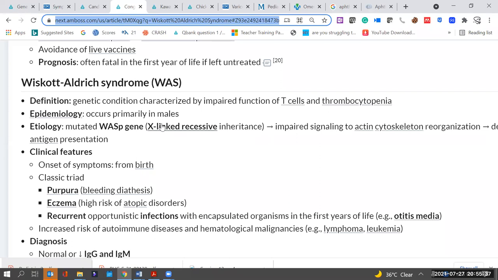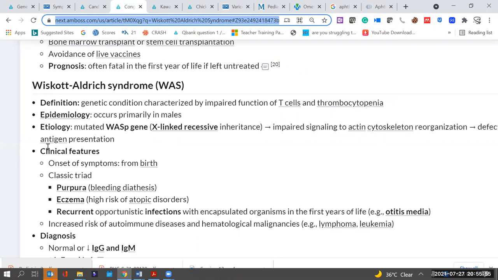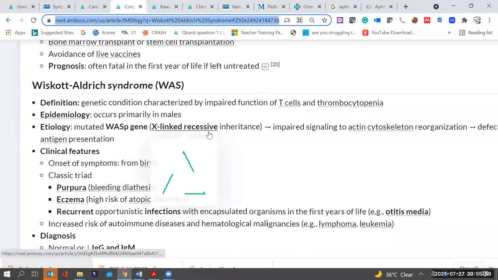Wiskott-Aldrich syndrome occurs primarily in males because it's an X-linked recessive disorder. Only the X is going to carry this. In a male, only one X is there, so of course that X is involved, and males are more prone to getting this disease. There is impaired signaling to actin, cytoskeleton reorganization, and defective antigen presentation. Just to memorize, this one is an X-linked disorder.